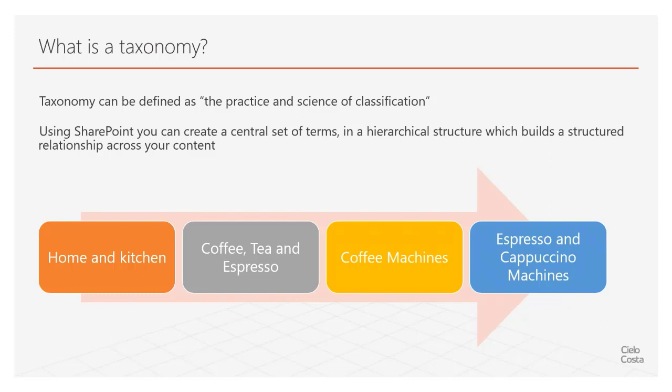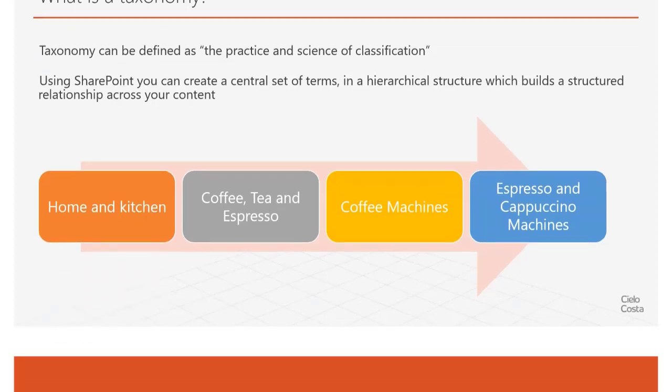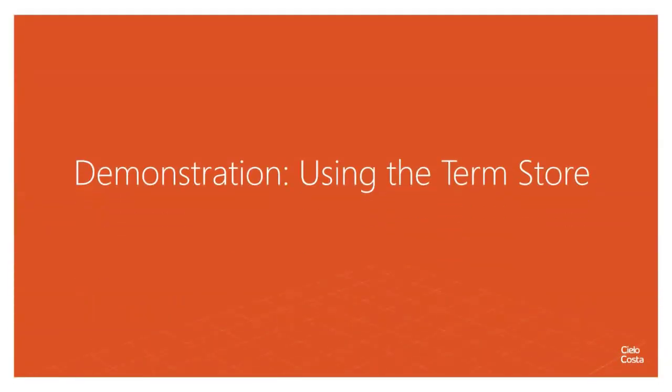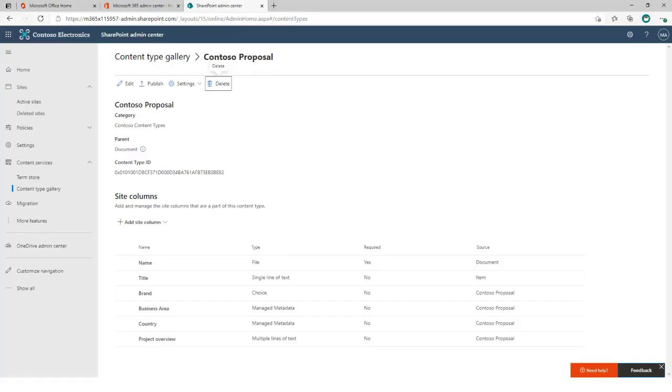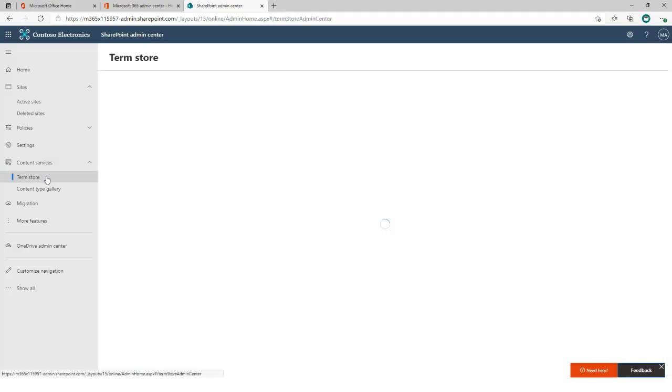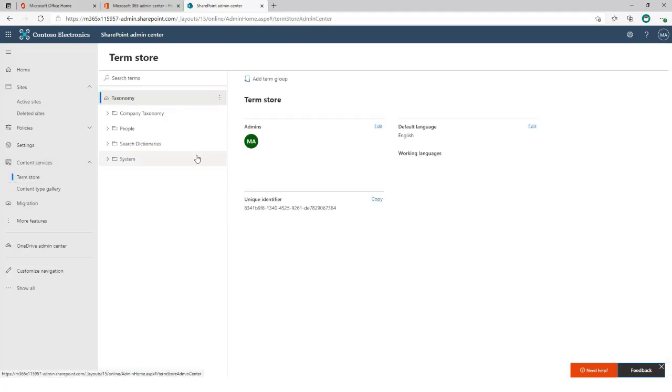It will show me coffee machines and espresso and cappuccino machines as well. So we have that backwards and forwards relationship of content, and it's all managed in one place, which is the term store. And bringing that back up over here, if I come out from the content type gallery in the SharePoint Admin Center to the term store, this is the single place where we can manage all of the terms that we use across our entire organization.